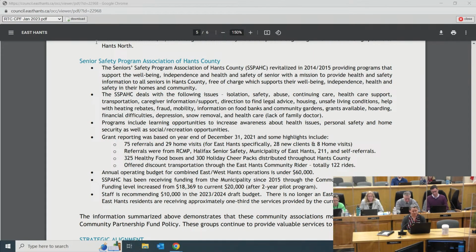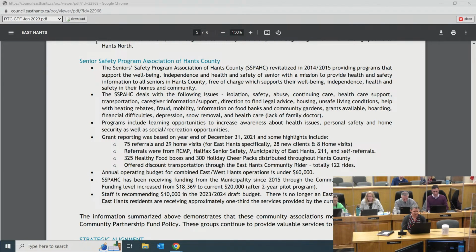And as you can see, very specifically, the 2021 statistics show that they had 75 referrals and new clients and 29 home visits, but the East Hants portion was 28 and 8. So about a third of their services are hitting East Hants at this time.